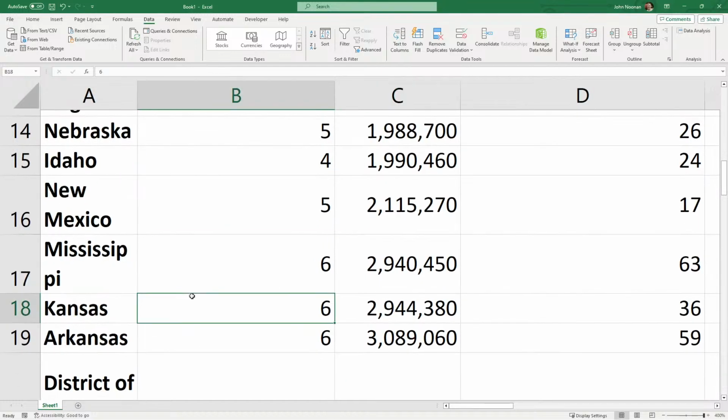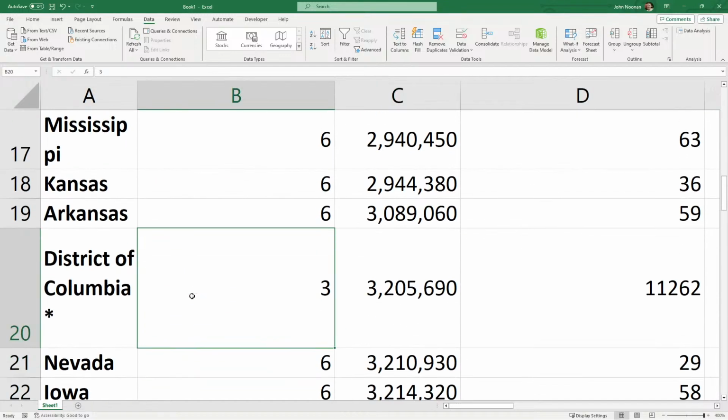Here, let me just go down here. Where is it? There it is. District of Columbia: 11,262 people per square mile. Of course, this is going to be the case for any big city. It's going to be very dense like this. But the District of Columbia is special. It's got a star next to it because it's not really a state. It's not a state, but they get to vote on the president.